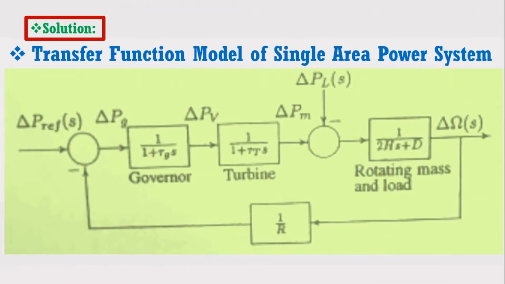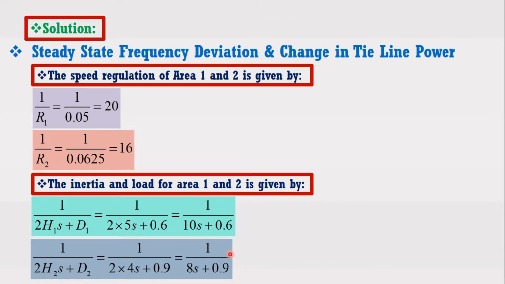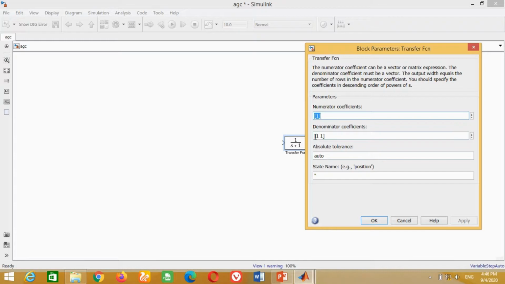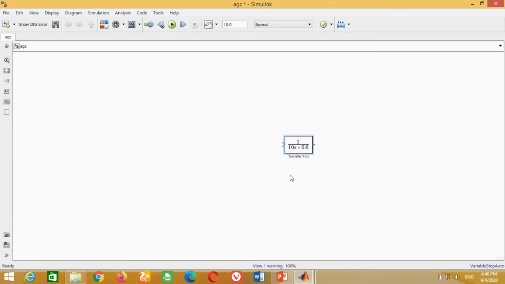Look at the figure. We have to connect the rotating mass and load transfer function block. It may be noted that the inertia constant of area 1 is given as 5 seconds and D1 is equal to 0.6 as given in the example data. Furthermore, the inertia constant is multiplied by 2, therefore it becomes 10. The total inertia and load transfer function becomes 1 upon 10s plus 0.6. Therefore, double click on the transfer function block and write here 10, 0.6 and press OK. Write here inertia and load 1 to represent area 1.